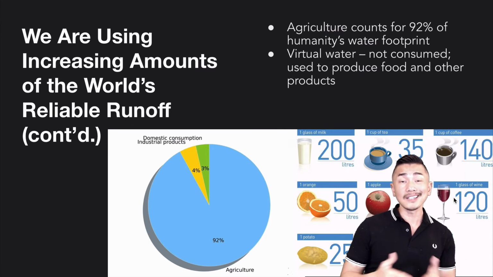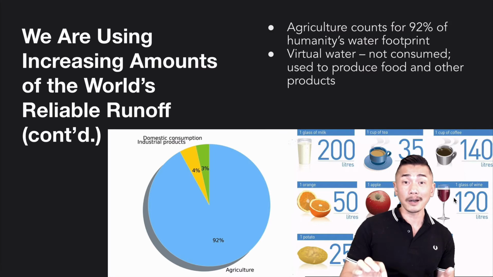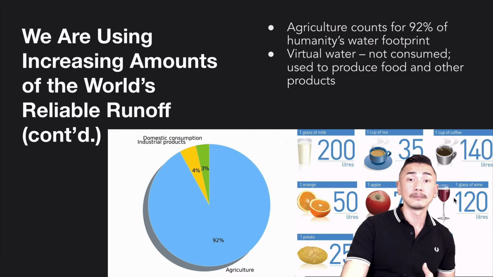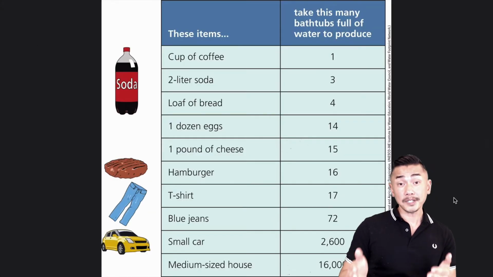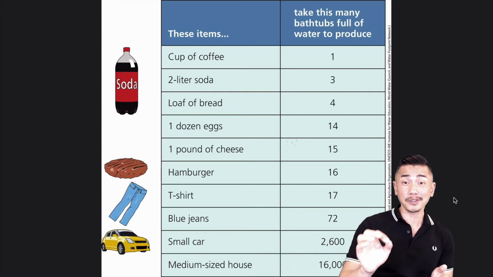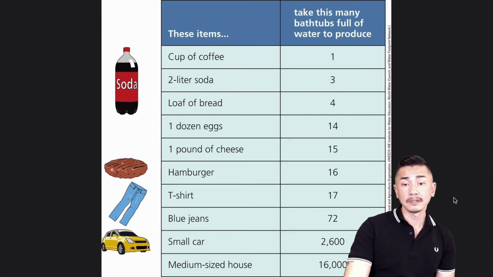For example, it takes about 200 liters of water to produce 1 glass of milk, or 70 liters of water to produce 1 apple. This table lists how many bathtubs full of water it takes to produce these common items.